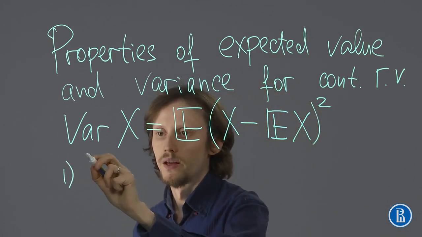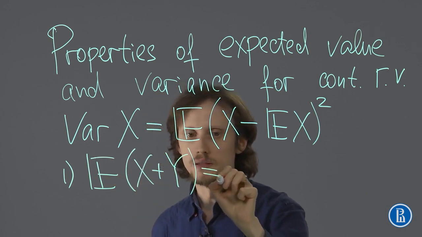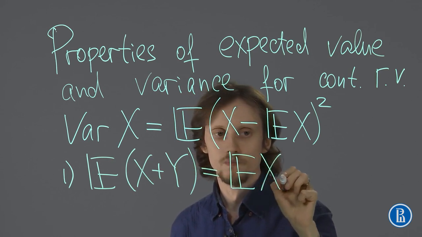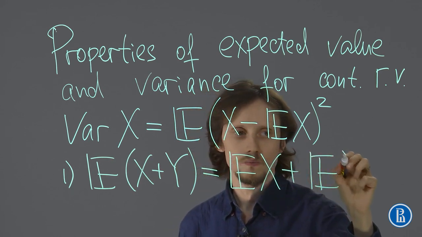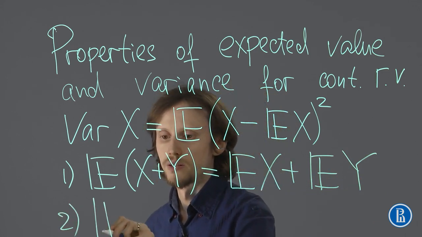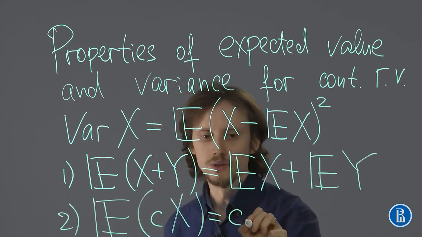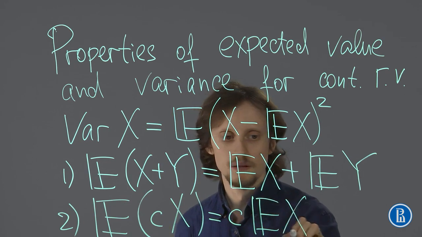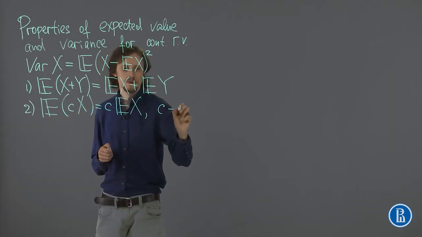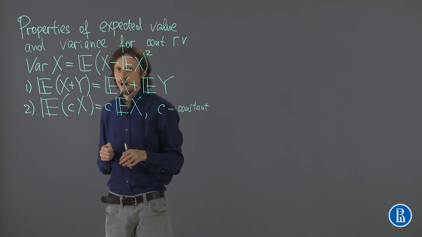Now let us discuss a little bit properties of expected value and variance. First, expected value of sum of two random variables is sum of expected values. Second, expected value of CX is equal to C times expected value of X, where C is a constant.